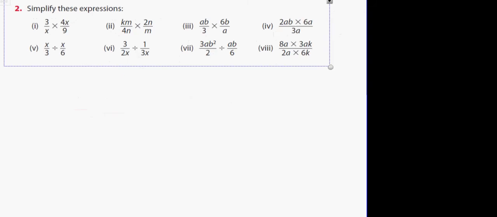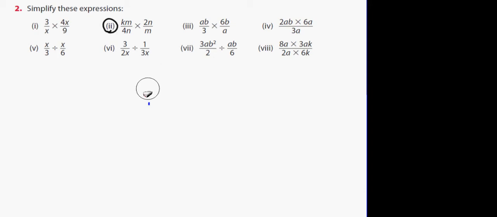Simplify the following expressions. I'll do number two. What it wants me to do is multiply out a fraction. When you multiplied fractions in first year, you'd get 3 multiplied by 1 is 3, 4 multiplied by 2 is 8, so 3 over 8. Top by top, bottom by bottom. This is no different.